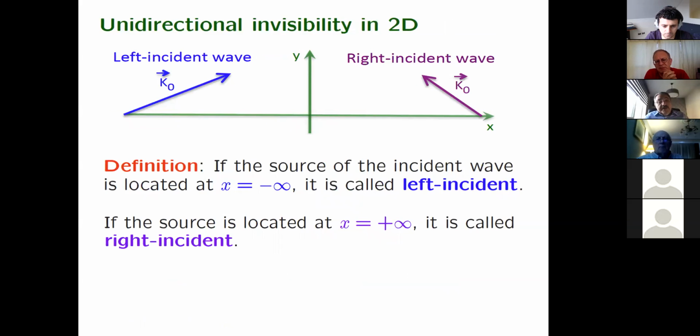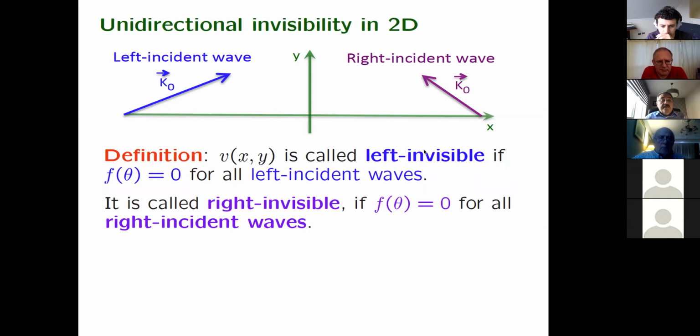So we used it for realizing what is called unidirectional invisibility in 2 dimensions. What do I mean by unidirectional in 2 dimensions? What I mean is the following. Well, you can do scattering in 2 dimensions by placing your source at -infinity along x or +infinity. And when the source is at the plane x equal to -infinity, I call the wave a left incident wave. And if the source is at the plane x equals +infinity, I call it a right incident wave. And if your potential is invisible when the source is placed at -infinity, you get left invisibility. And if the source is at +infinity and the potential doesn't scatter it, then I call the potential right invisible.